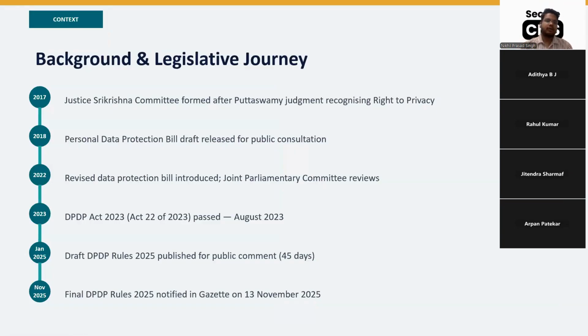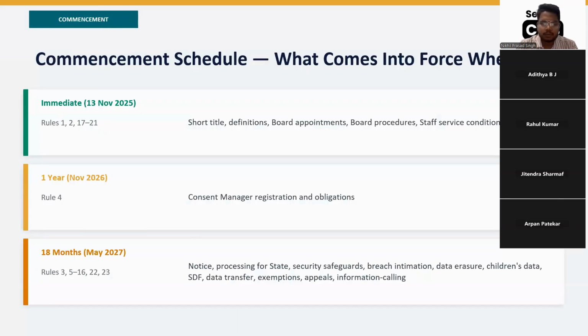As I already discussed in the first class, the main reason behind introducing the DPDP Act was that the Sri Krishna committee, after the Puttaswamy judgment, talked about it, and that is when the first personal data protection bill was drafted. It was sent for public consultation in 2018. Then a revised data protection bill came in the Joint Parliamentary Committee in 2022. Then finally, in 2023, the DPDP Act was passed and the President gave assent to it. In January 2025, draft DPDP rules were published for public comment. And finally, on 13th November, through a public gazette, the Government of India notified the DPDP rules.